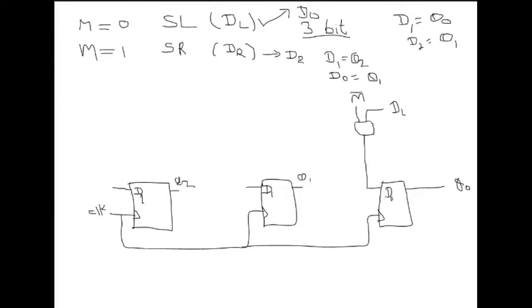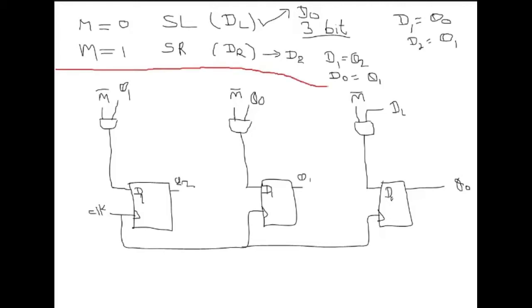And then we need to perform the shift left operation. Q0 should be connected to D1. So we will use a gate here again, and we will say when it is M bar, another input should be Q0, and this should be connected to D1. Similarly, one more for D2. When M bar is there, Q1 should be connected to D2. This is my shift left operation that we have made the circuit for.